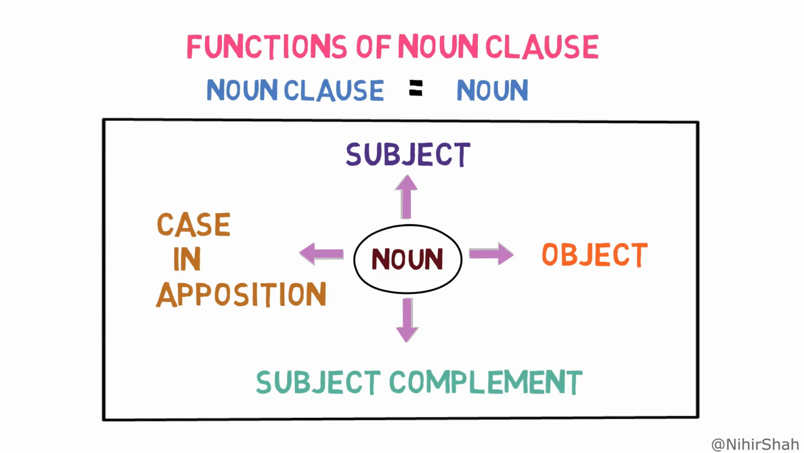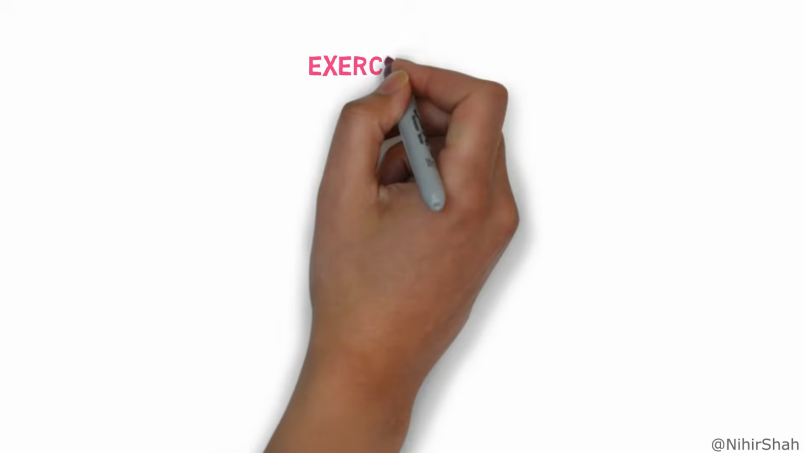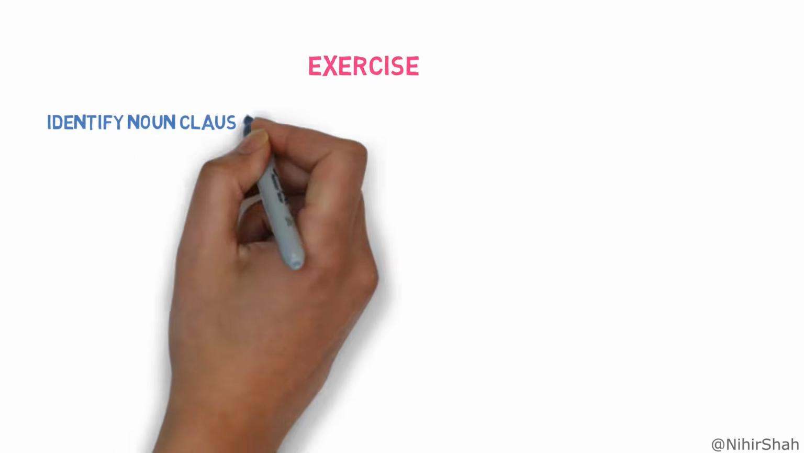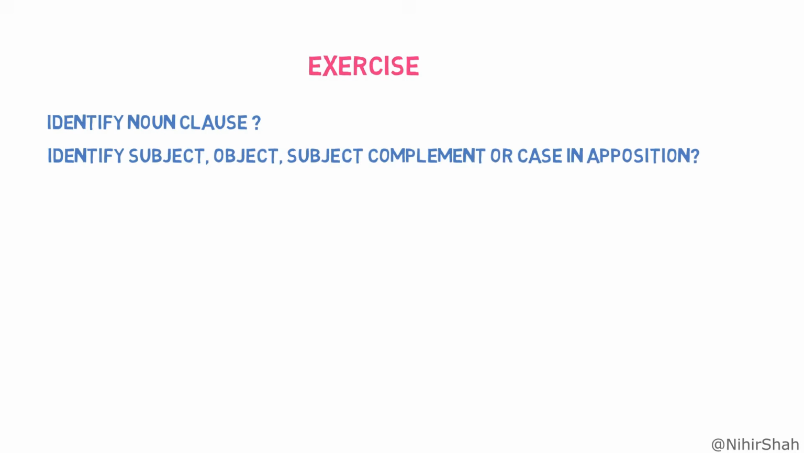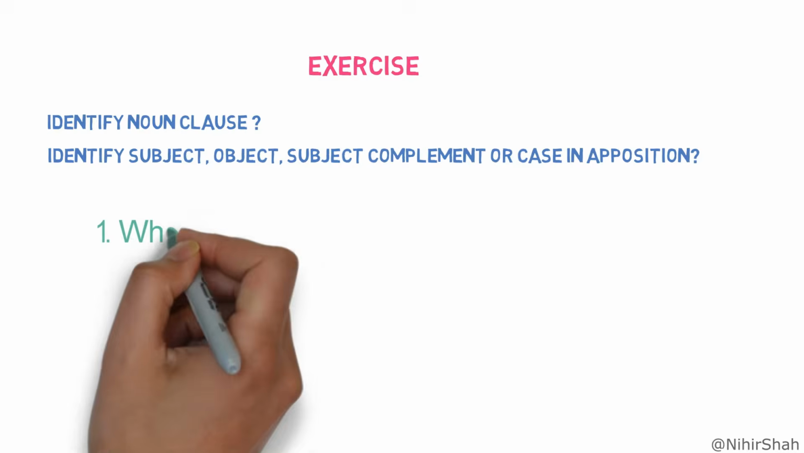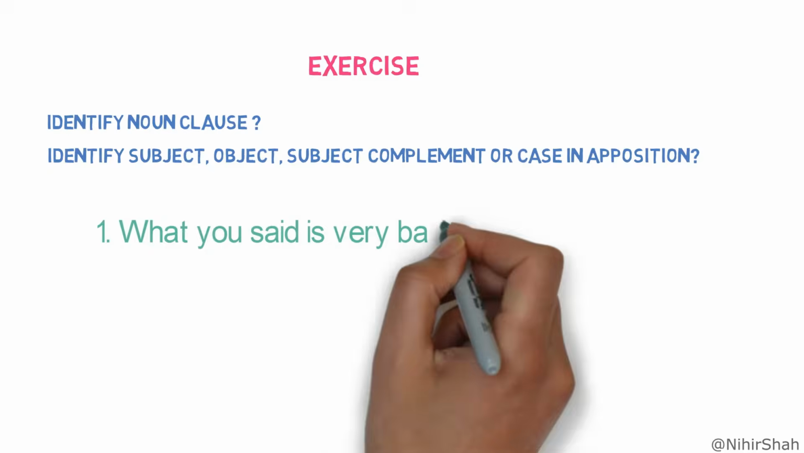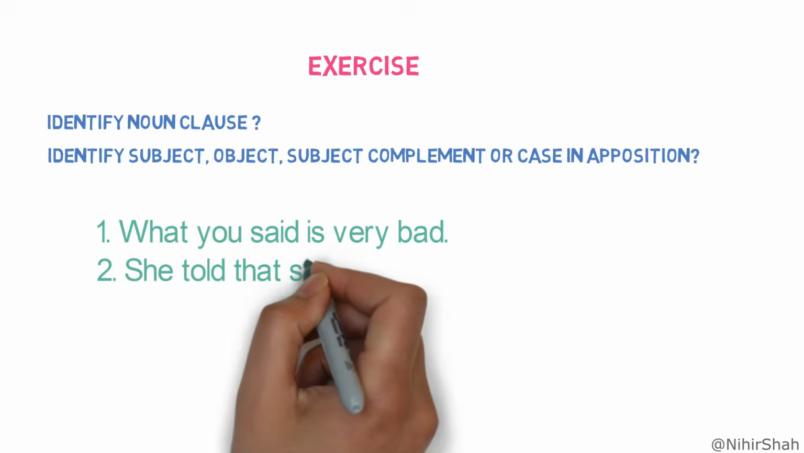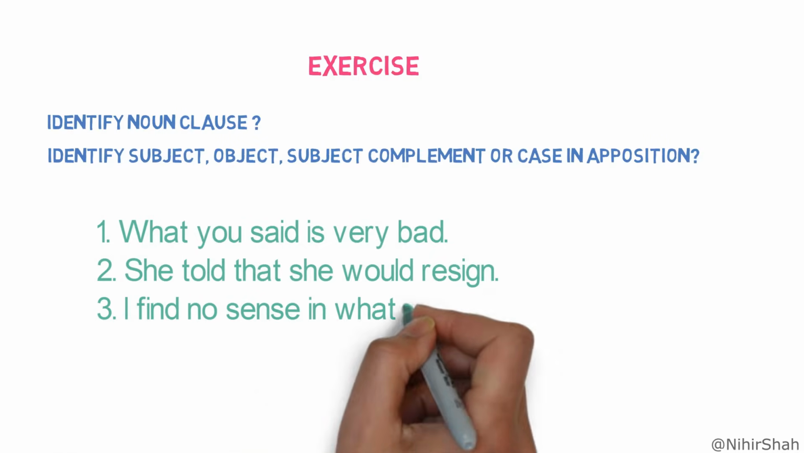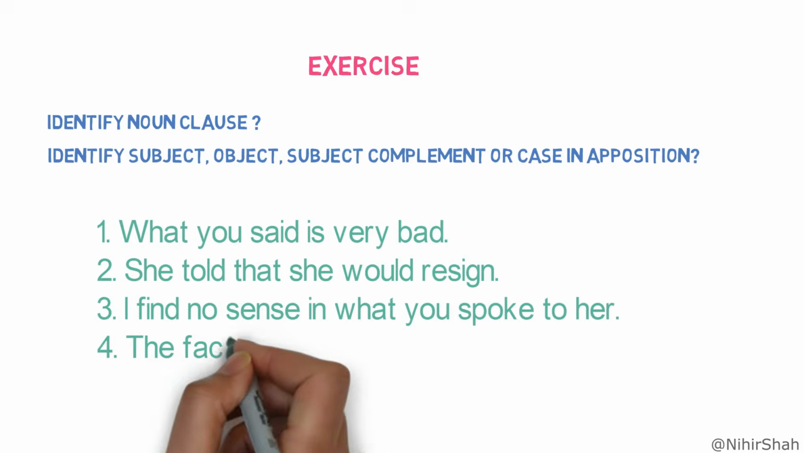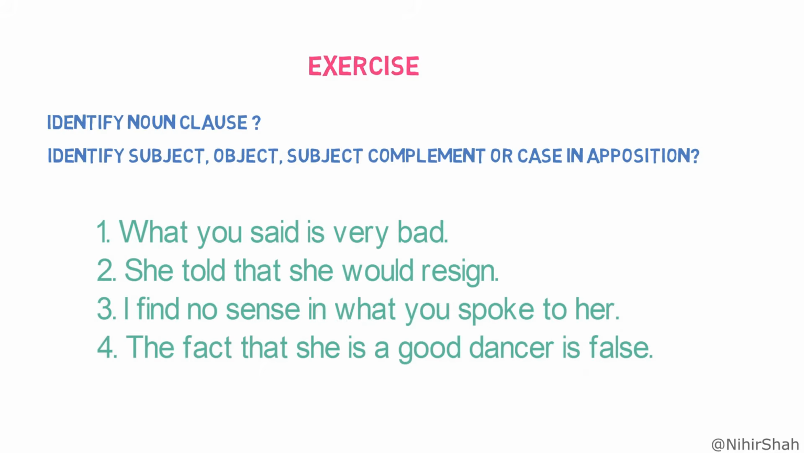in apposition. Now, let me give you an exercise. In this exercise, first you need to identify the noun clause, then identify whether the clause is acting as the subject, object, subject complement, or case in apposition. The questions are: number 1, what you said is very bad. Number 2, she told that she would resign. Number 3, I find no sense in what you spoke to her. And number 4, the fact that she is a good dancer is false.